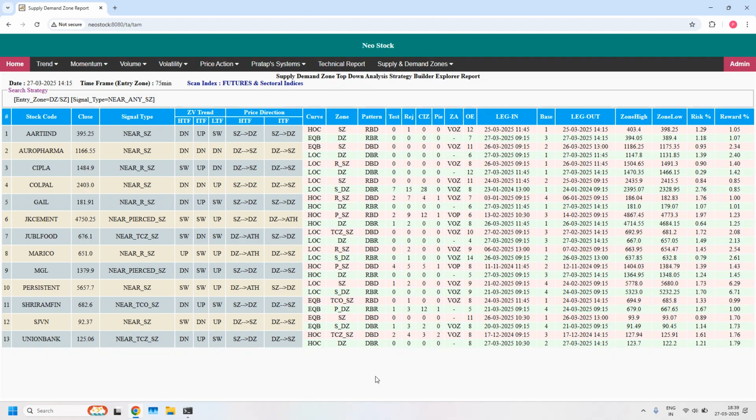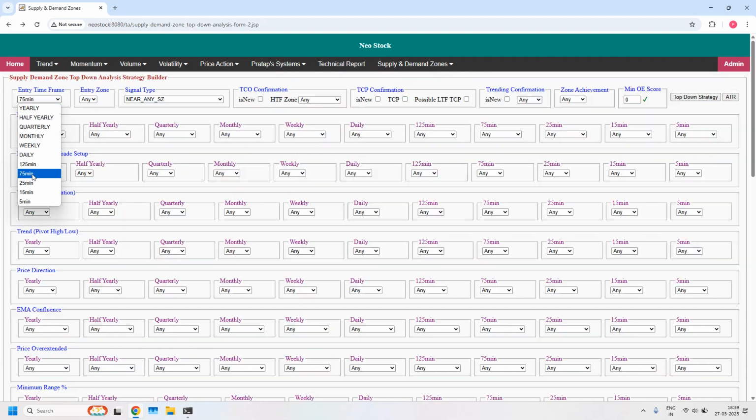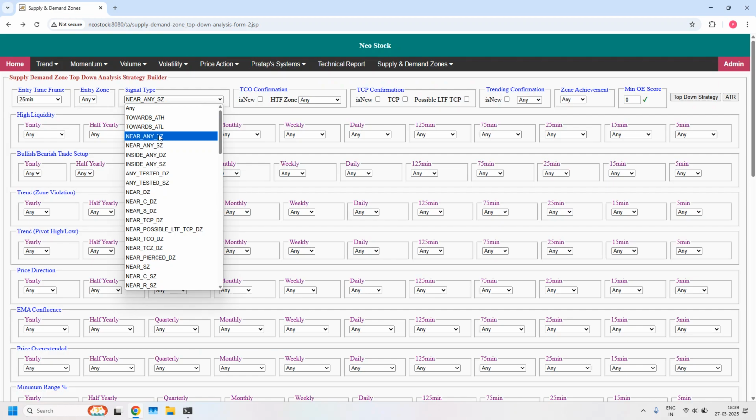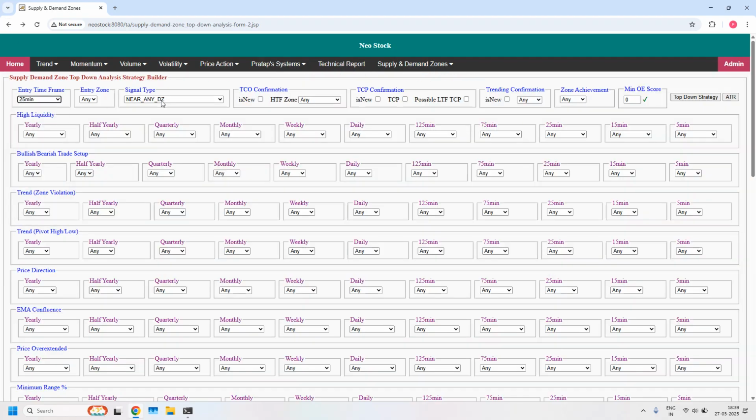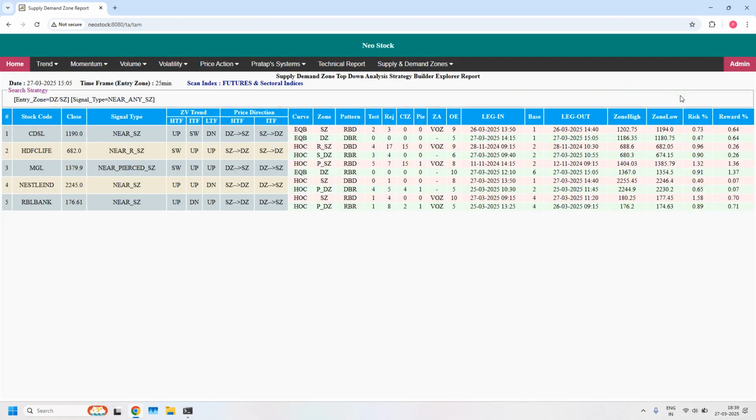So with this, we have completed identifying daily and 75 minutes high liquidity zones for applying our intraday strategy, high liquidity zone strategy. Okay, next time frame is 25 minutes. Stocks near 25 minutes demand zone. We got 10 stocks. Next 25 minutes time frame, stocks near 25 minutes supply zone. We got 5 stocks.